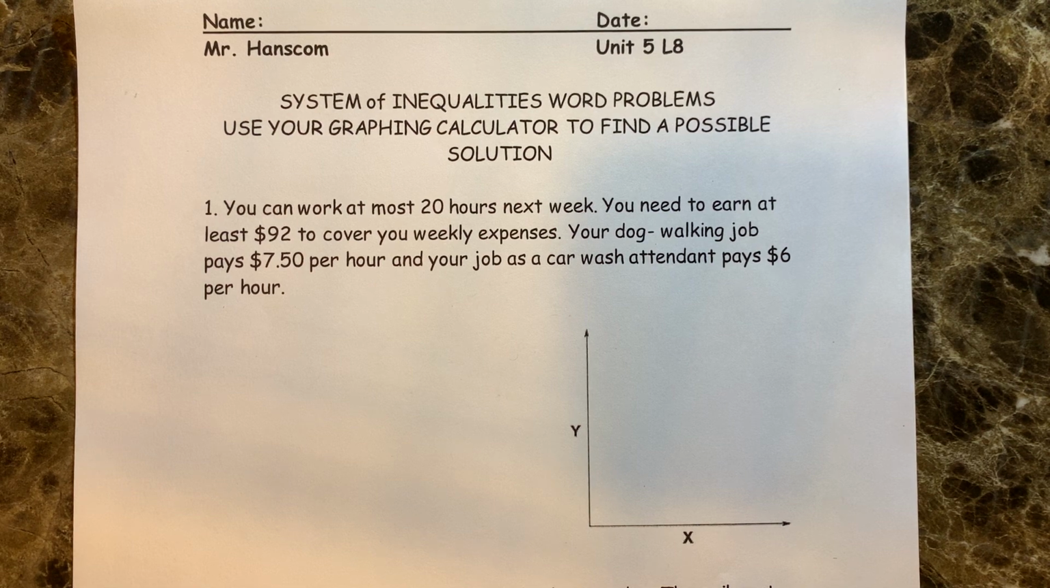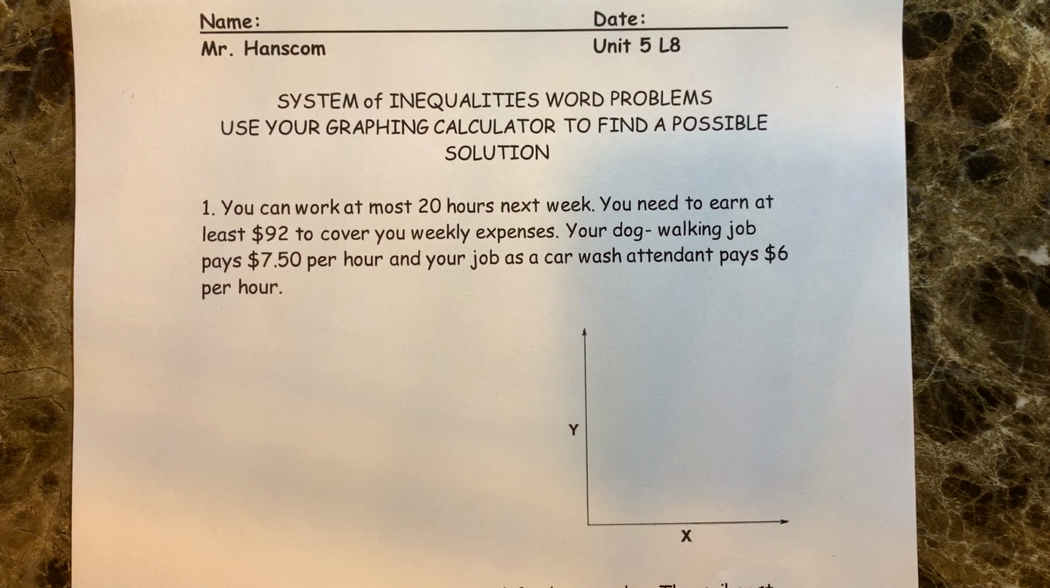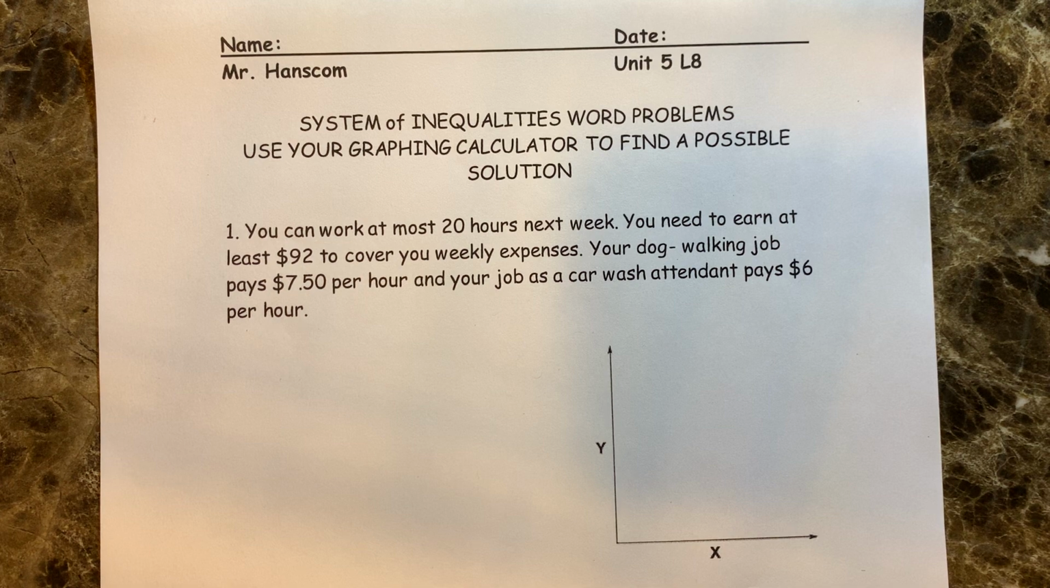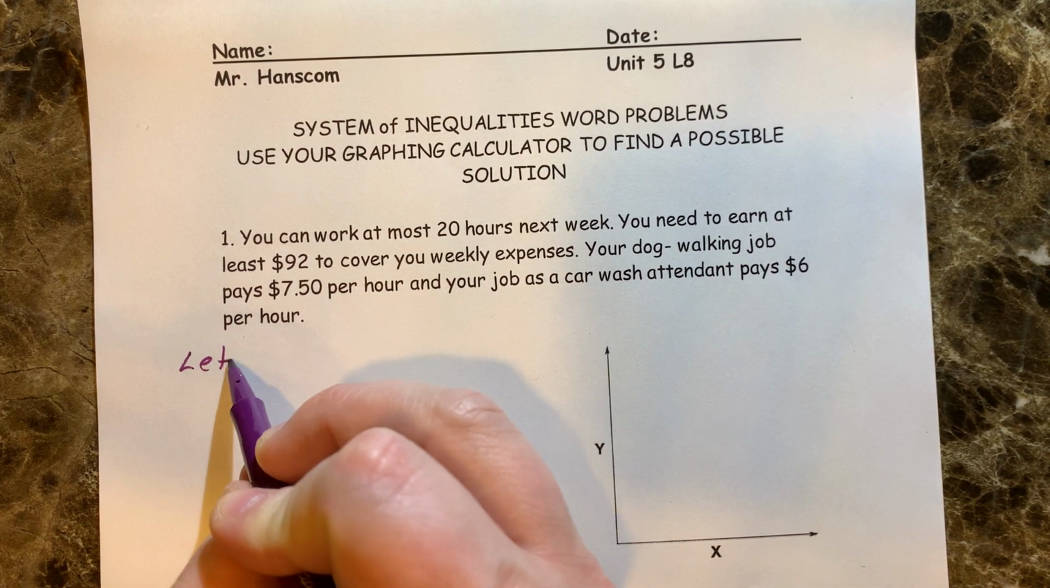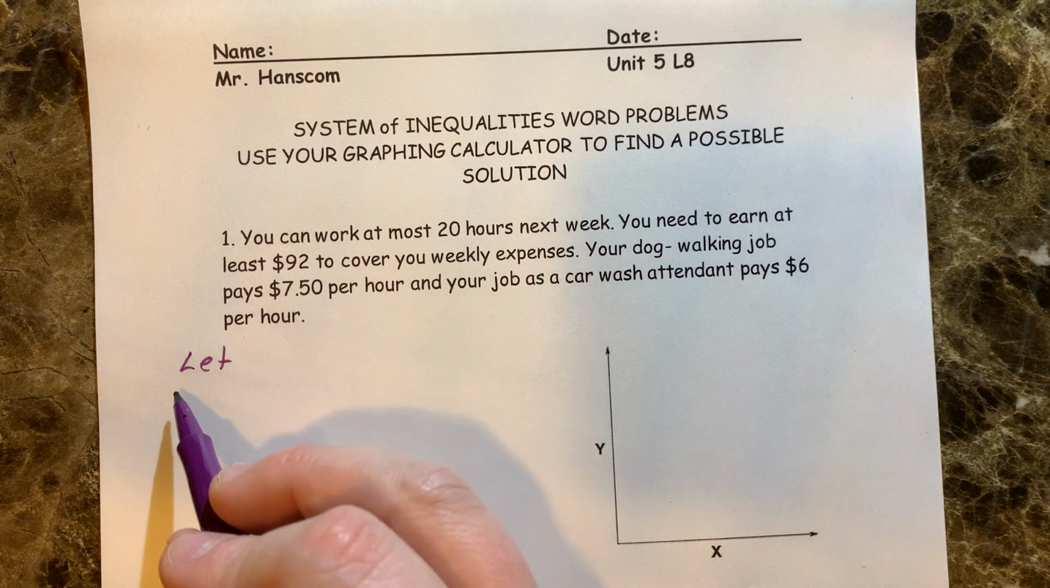So for this first problem, you can work at most 20 hours next week. You need to earn at least $92 to cover your weekly expenses. Your dog walking job pays $7.50 an hour, and your job as a car wash attendant pays $6 per hour. Okay, so what we're going to do is set up a let statement where we define x and y as our two unknowns.